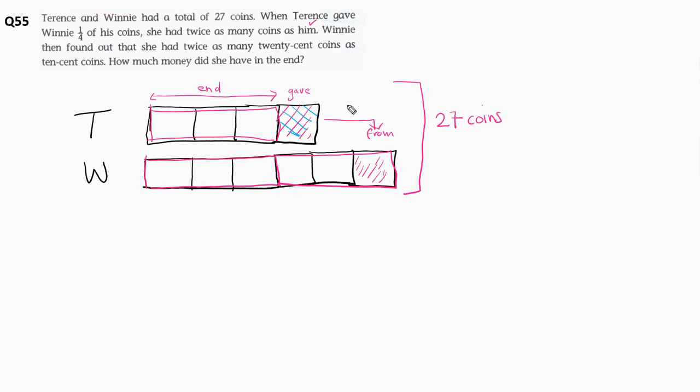So let's count up how many equal sized parts are in our model. 1, 2, 3, 4, 5, 6, 7, 8, 9. 9 parts altogether. So 27 divided by 9, we get 3, which is how many coins each of these parts represents. And why have we done that?